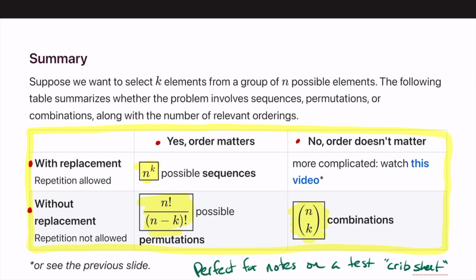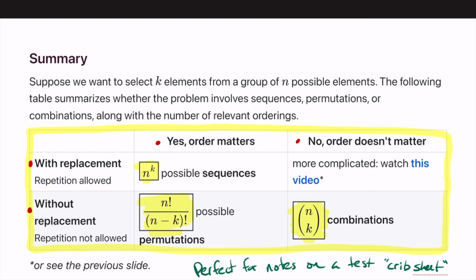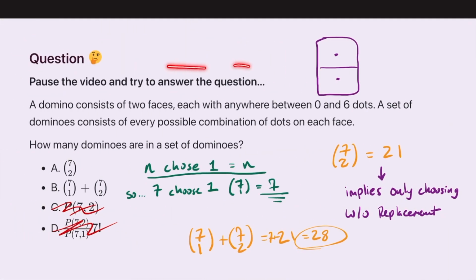So when we have with replacement and order matters, we know that we have sequences. That was the first thing we spoke about in this lecture. Without replacement and where order matters, now we're talking about permutations. And if we have without replacement and order doesn't matter, then we have combinations. We looked at these two in the last part of the lecture. Now, this point right here, where order does not matter, but we do have replacement. Where did we cover that? That was covered in this example right here with the double domino.